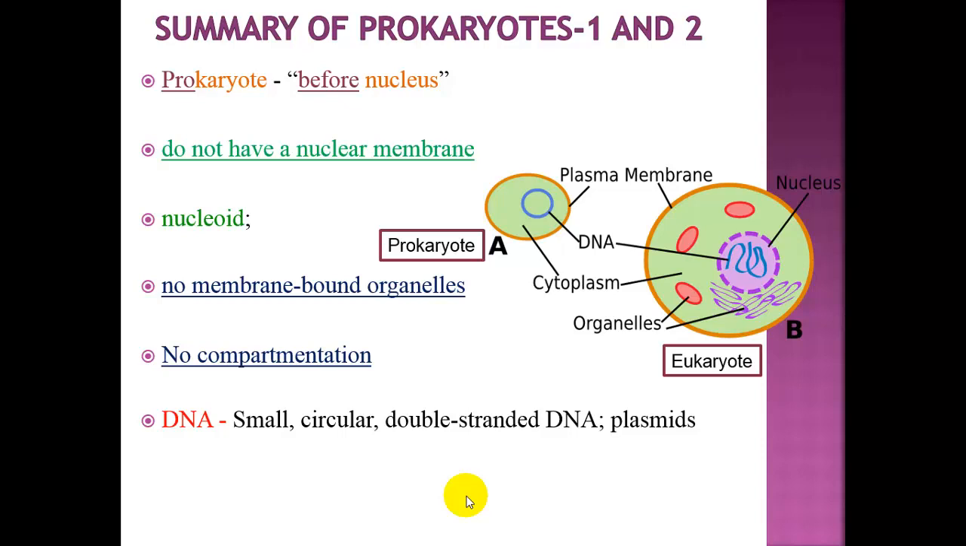The chromosome of prokaryotes is small and circular, double-stranded DNA. Some prokaryotes also have plasmids that are separate from the chromosome and replicate independently from the chromosome. Overall, prokaryotes are small and simple organisms when compared to eukaryotes. This concludes the study of prokaryotes.